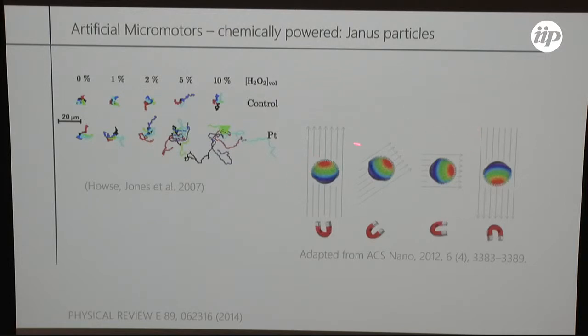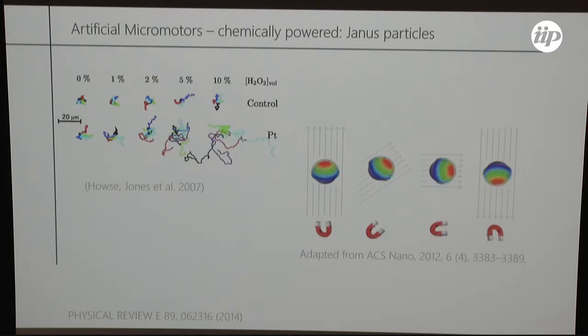So my colleagues have used a multi-layer of cobalt and platinum, which enabled them to create this out-of-plane magnetization. And then if you have these particles in a magnetic field, they orient very well according to the magnetic field.